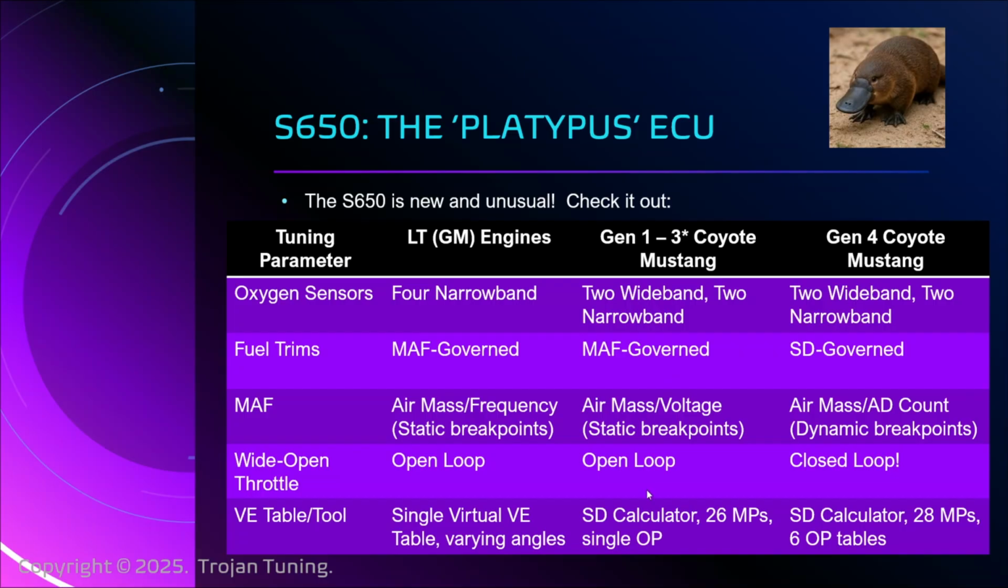They break it down into a speed density calculator I showed you earlier, and it works across 26 mapped points. We're going to talk about that soon, what all that means. And there's a single optimal power table.